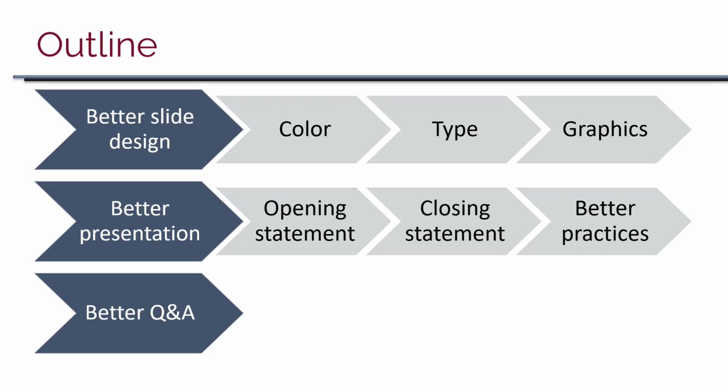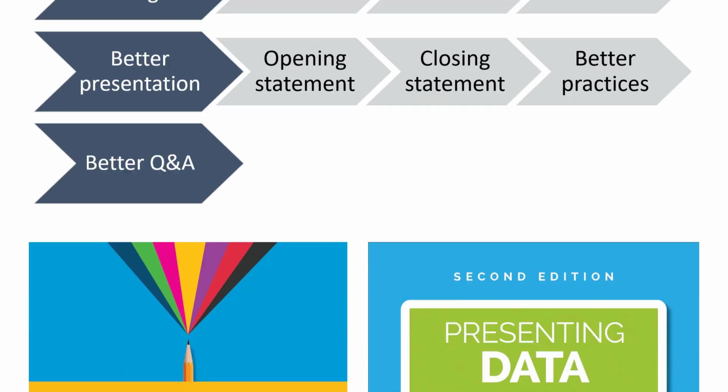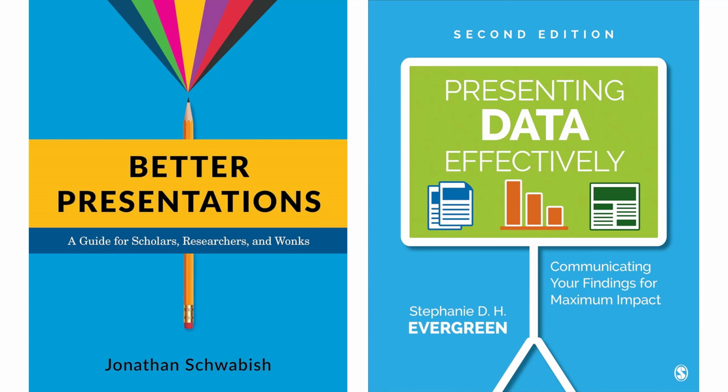So last time we talked about color, type, graphics, and today we're going to finish it up by talking about opening statement, closing statement, best practices, and also how to do better Q&A, right? And you should absolutely not use me as an example of what a good presentation looks like. So again, these are from those books that I showed you last time, some of the recommendations from these experts. The primary author has a PhD in economics. So some of the examples I show you are not necessarily clinical examples, but rather what you might see in any presentation. So these are the books that I mentioned to you.